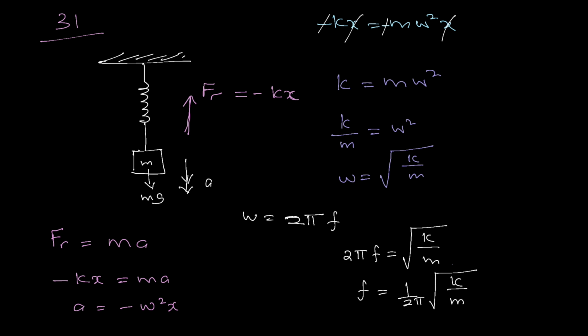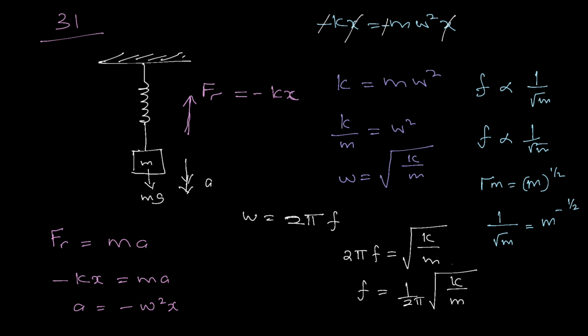If that's the case, that implies that f is directly proportional to 1 over root m, or f is inversely proportional to root m, but root m is m to the power of a half. 1 over root m is m to the power of minus a half. Therefore, f is directly proportional to m to the power of minus a half, and therefore A will be the answer.